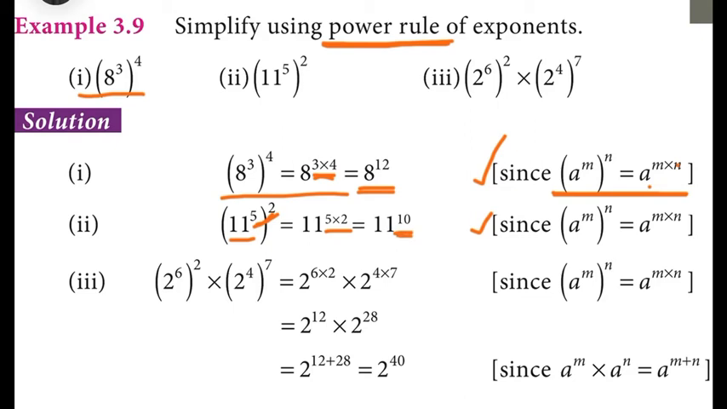You have to multiply the powers. Okay, 2 power 6 the whole square, into 2 power 4 whole power 7, that is 2 power 6 into 2, multiply, into 2 power 4 into 7. 6 twos are 12, 4 sevens are 28. So we can add the powers, that is 2 power 12 plus 28, that is 2 power 40. 12 and 28 added gives 40.